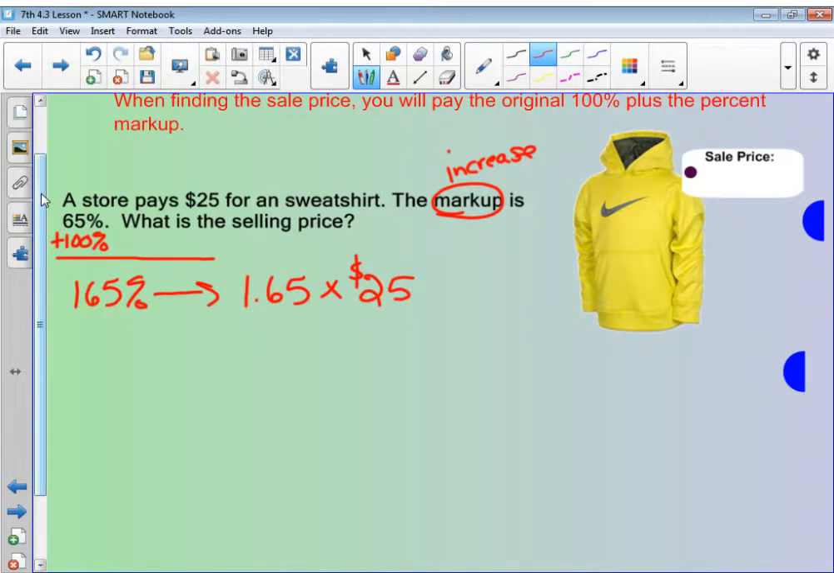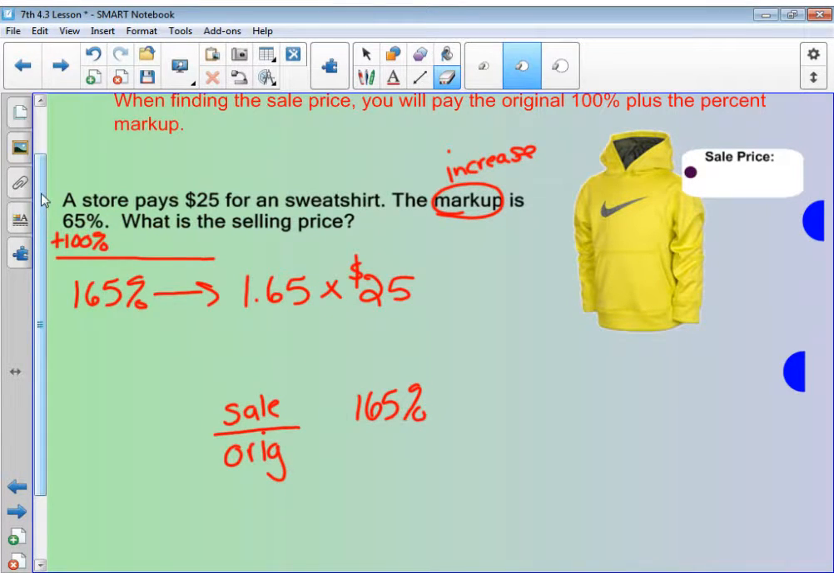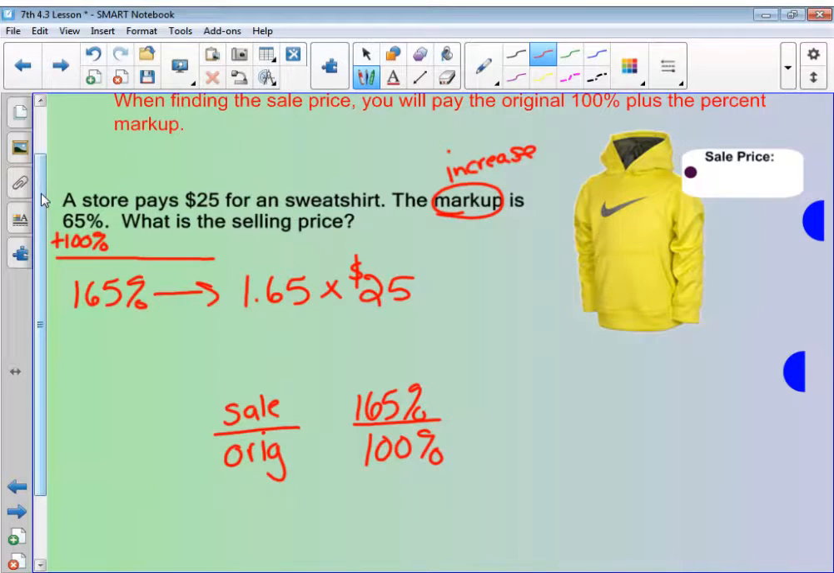Or I can set it up as a proportion. So my sale price, or how much I'm going to sell it for, over my original. Okay, my sale price is 165%, and then I was going to put the percent sign in front. Over the original price, which is always 100%. And then $25 was originally what I paid for it.